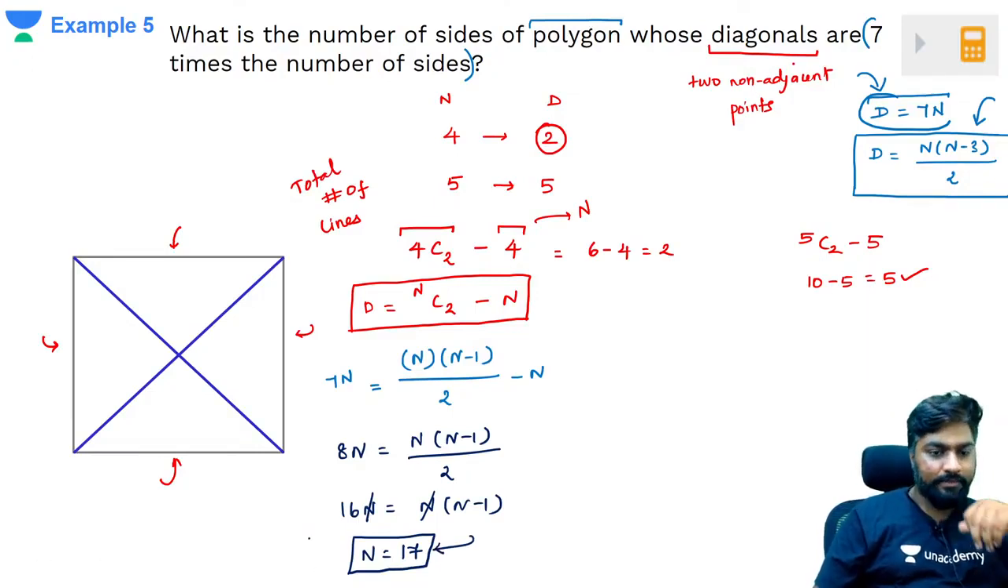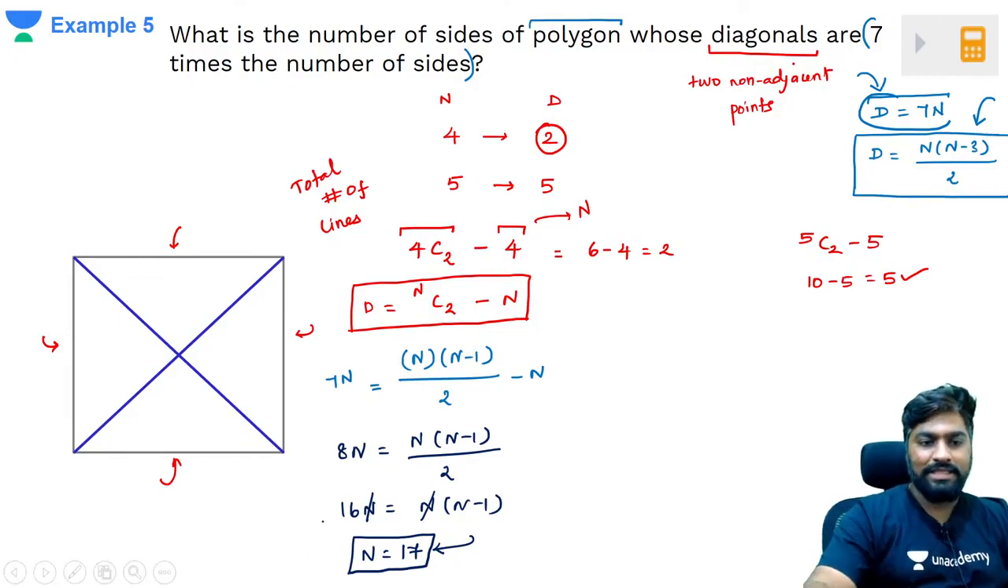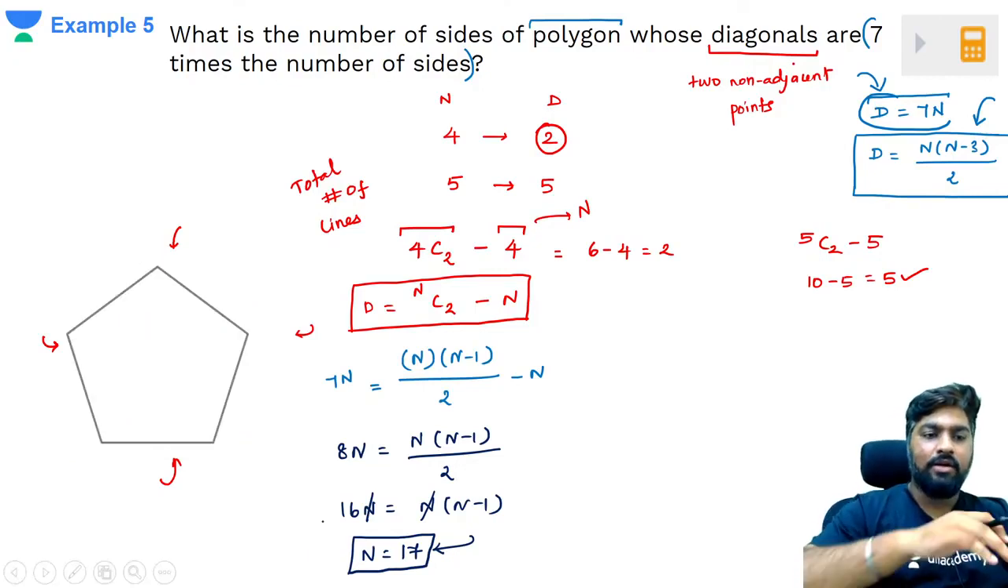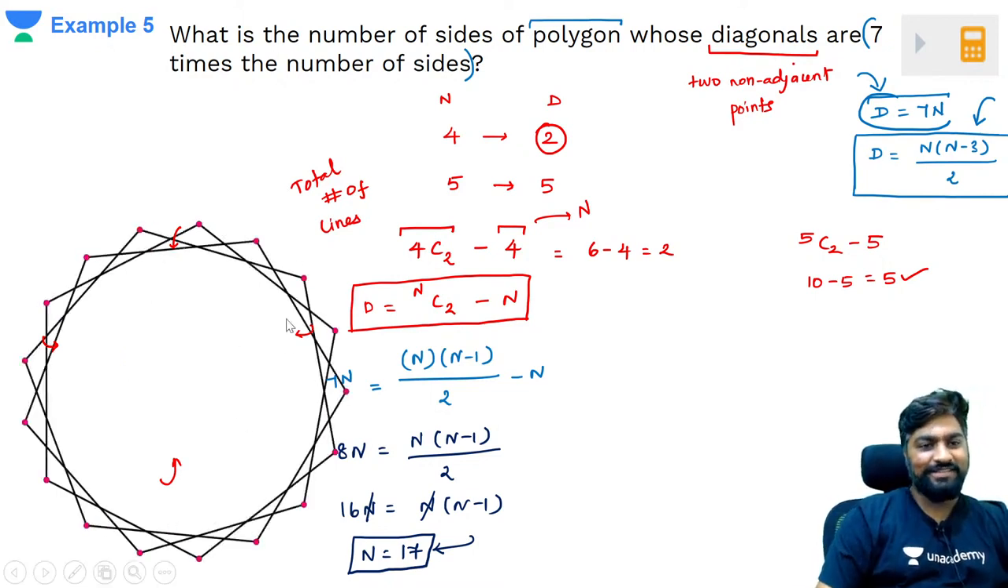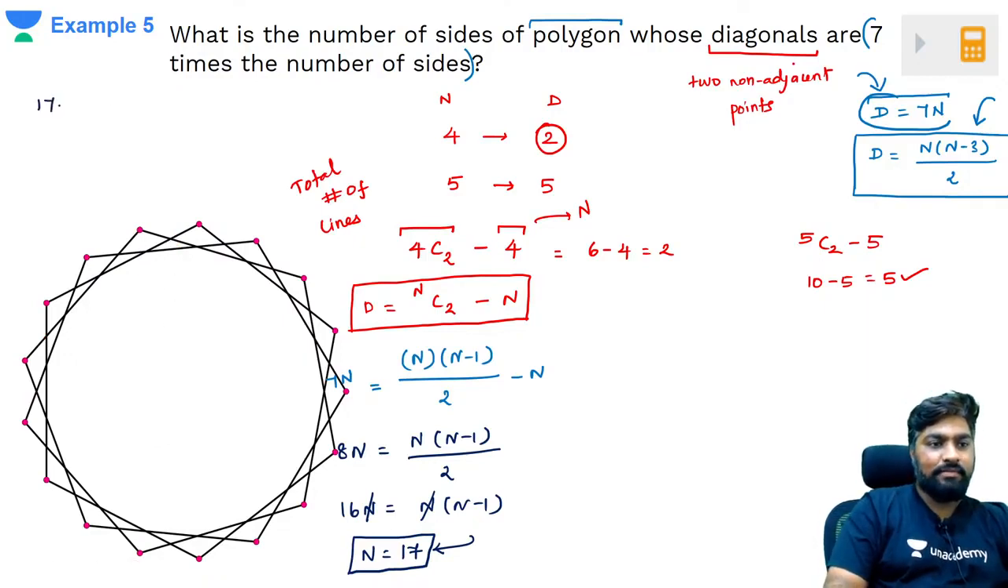I hope this is clear. So what's a 17-sided polygon called? A 17-sided polygon looks like this. This is what a 17-sided polygon looks like. A 17-sided polygon is called a heptadecagon.